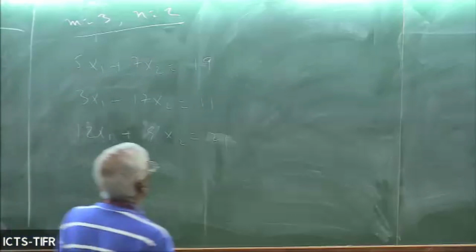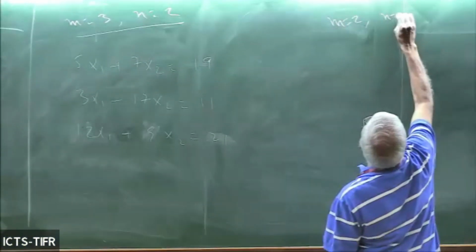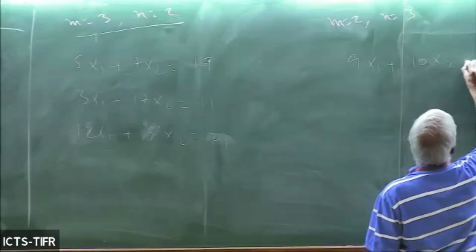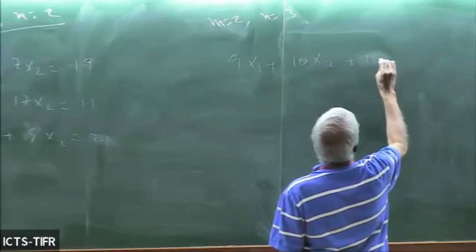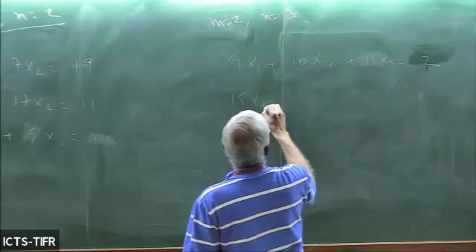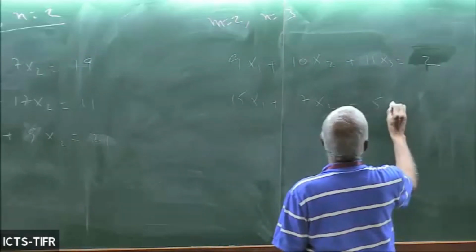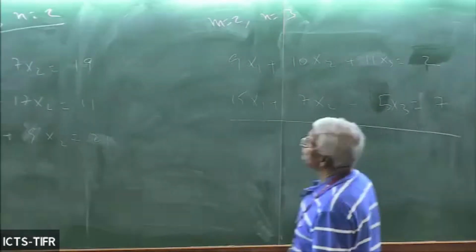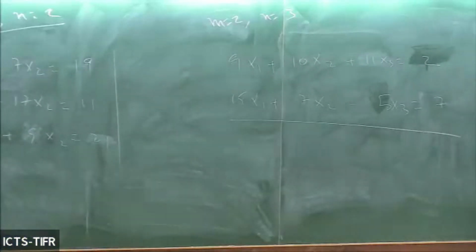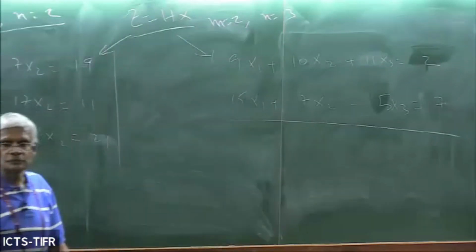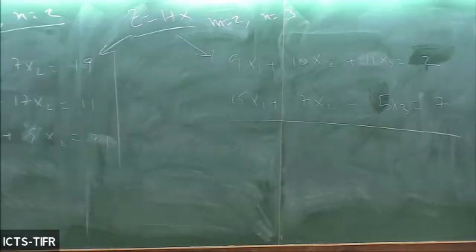As opposed to, so what is this? 9x1 plus 10x2 plus 11x3 is equal to 2. 15x1 plus 7x2 minus 5x3 is equal to 7. So when you formulate the problem, your z is equal to h of x must either look like this or must look like this, as an example. Everybody? Come on, guys.